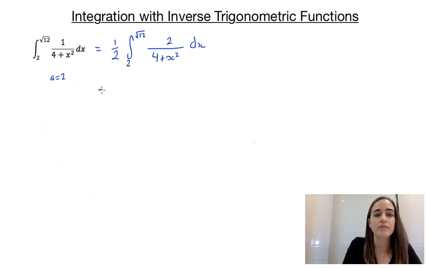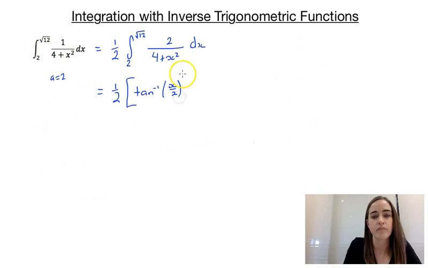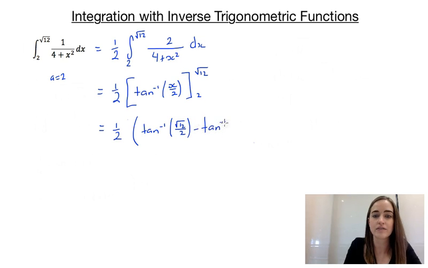And then I can integrate. So I'm going to have a half outside of, that's going to give me tan inverse of x on 2. And that's going between root 12 and 2. If I substitute those in, I'm going to have a half outside of tan inverse of root 12 on 2 minus tan inverse of 2 on 2. Then I'm going to simplify these down. So I'm going to have a half outside of tan inverse.